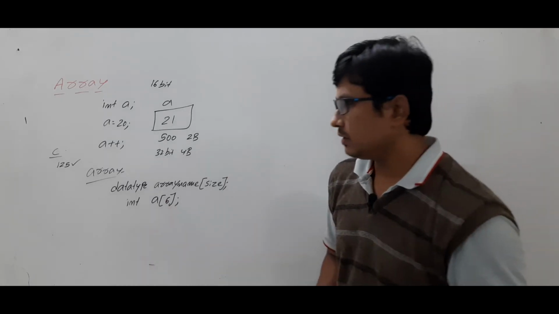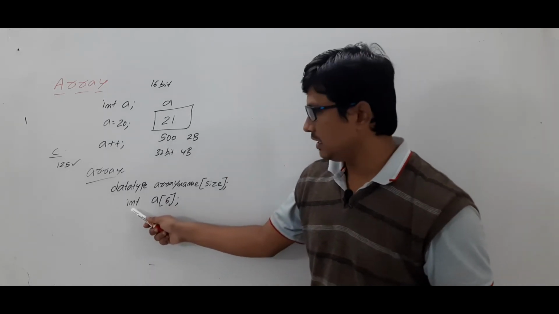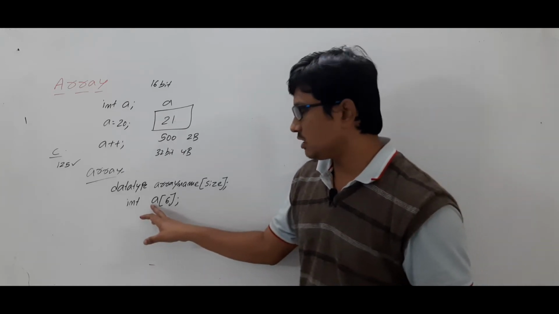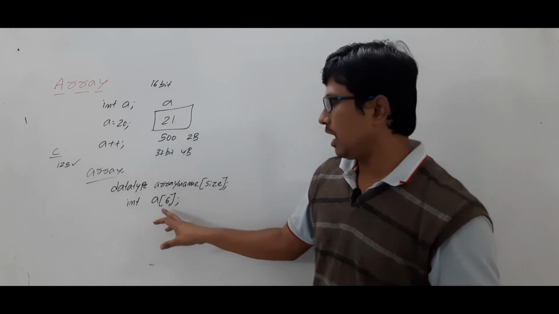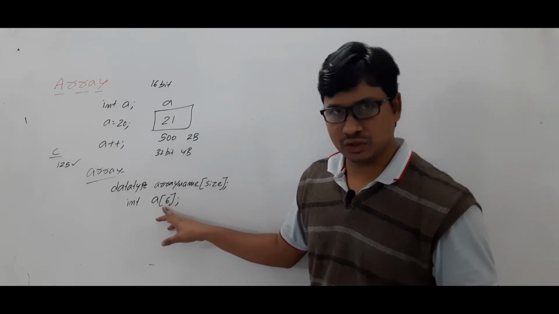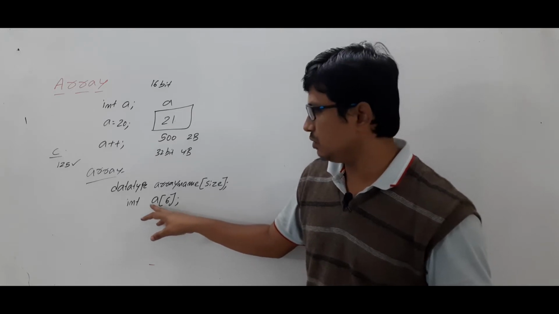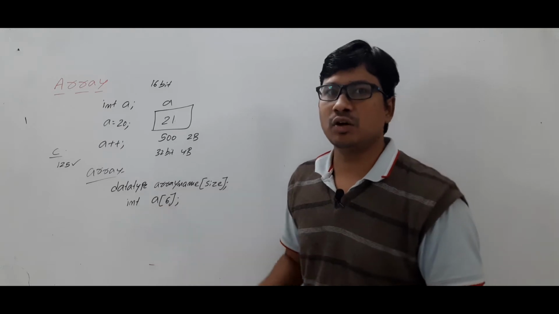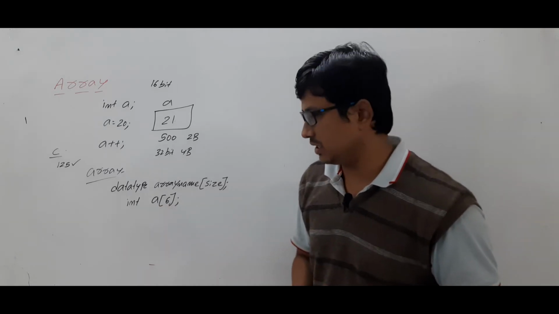Now the data type is int, so it can store all the integer constants. And what is the name of the array? A. And how many values can it store? 6 values it can store. Is it clear? Are you able to understand? So A is an array variable. It can store 6 integer constants in a contiguous memory location.